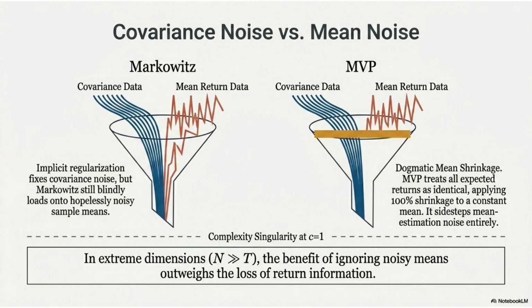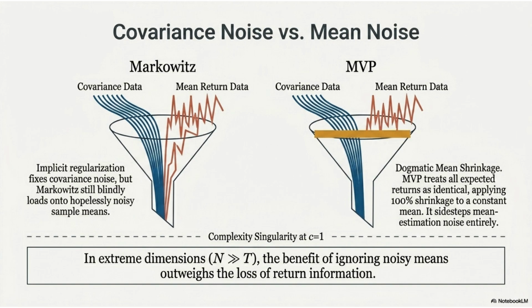But the MVP succeeds because its core mandate completely ignores mean estimates. The researchers refer to this as dogmatic shrinkage. Dogmatic shrinkage. Yeah. By focusing solely on variance, the MVP mathematically shrinks all expected returns to a single fixed constant. It treats every asset as having the exact same forward-looking return. So it acknowledges that the short-term return data is just too polluted to trust, so it levels the playing field entirely. Yeah, exactly. By throwing out the bad information, it allows the implicit regularization of the covariance matrix to do all the heavy lifting without any interference.